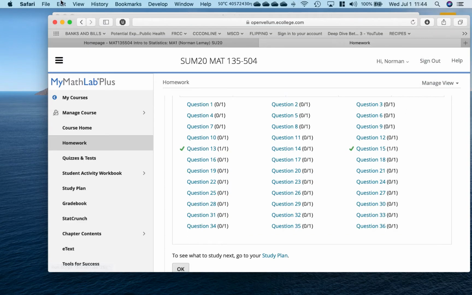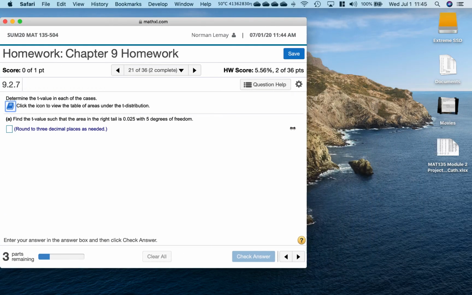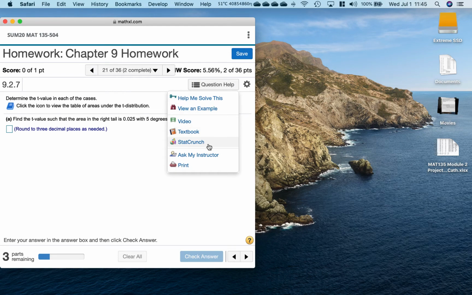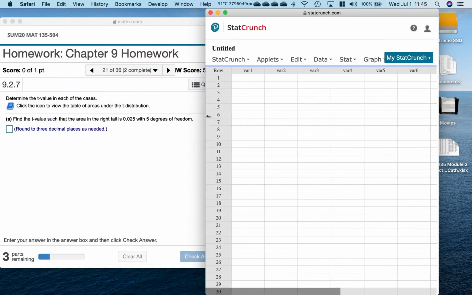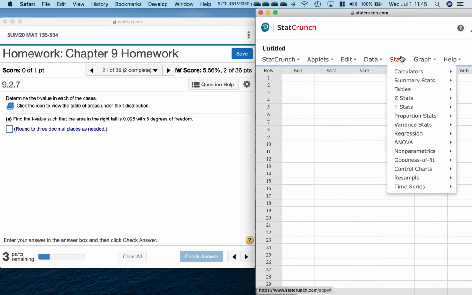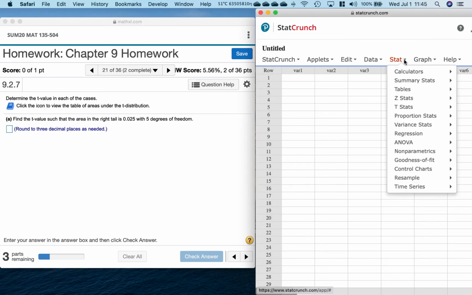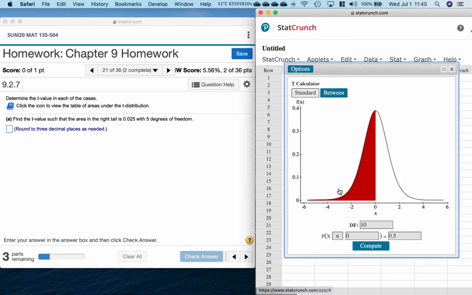So let's see. I can get rid of this window here. Let me make this a little smaller, and let's go ahead and take a look at StatCrunch. All right, so we want to go the other way with our t distribution, and this is going to work a little bit similar to the normal distribution in finding the z alpha over 2s. They'll ask you right tail, upper tailed, lower tailed, middle area. My intention is not to do this whole homework assignment for you, but to get you started with this. So let's go over here to calculators, and let's take a look at this t distribution.